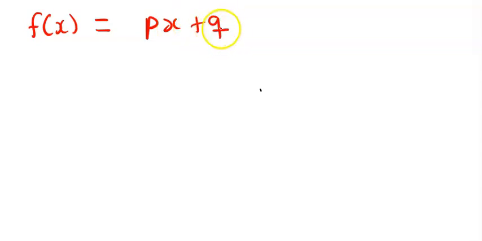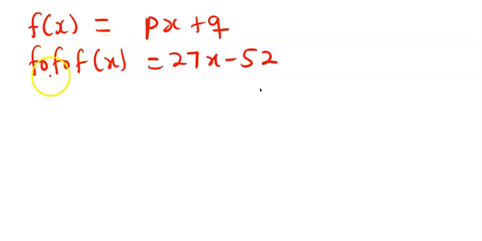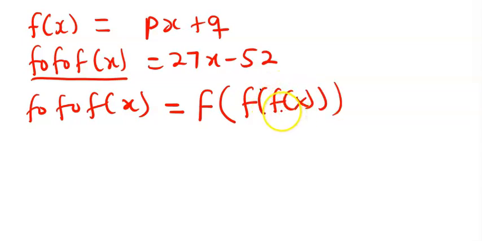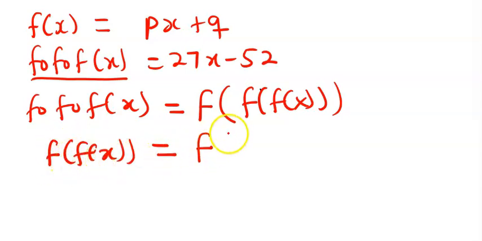First, we have been given f of x, which is px plus q, and then the composite function f∘f∘f. Now f∘f of x is the same as f of f of x. What it means is that you put the function f in itself, and then the result that you get, you put it in the same function. So let's start with f of f of x, which is equal to f of px plus q.